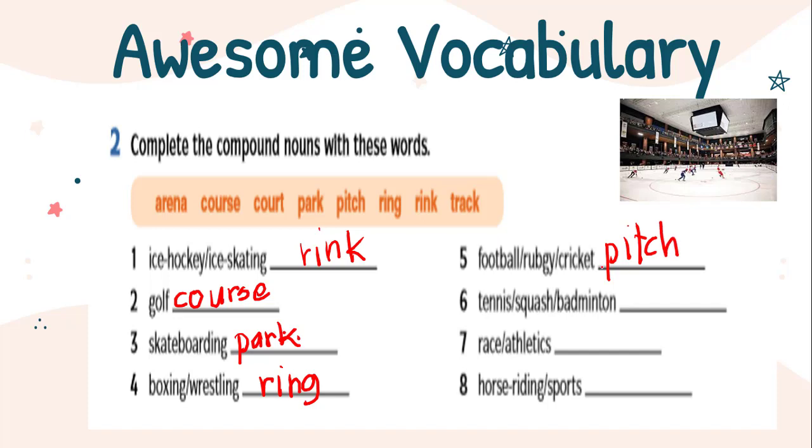Tennis, squash, badminton. Okay, this is among the easiest one also. Courts, badminton courts that we have in our school. Race or athletics. Okay, very good. Track. And last one for horse riding or sports, arena. That is the answer. So let me share with you the place so that you have a clearer view.